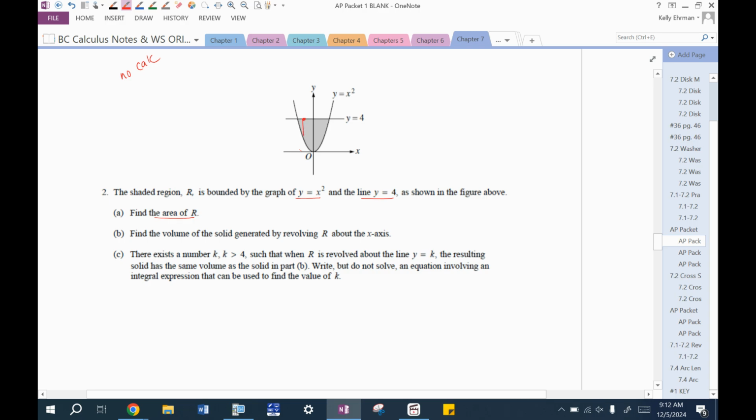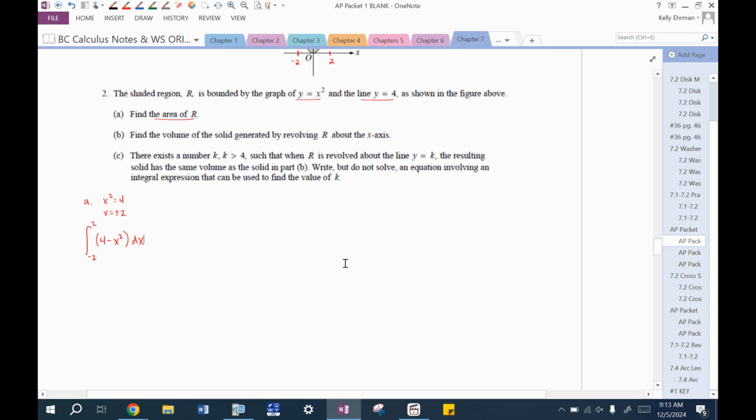So the area of R, top minus bottom, is just 4 minus x squared. What are the x bounds of this integral, or where do these two things intersect? At plus or minus 2. That's when x squared equals 4. You wouldn't have to show this. So the area should be the integral from negative 2 to 2 of 4 minus x squared dx.